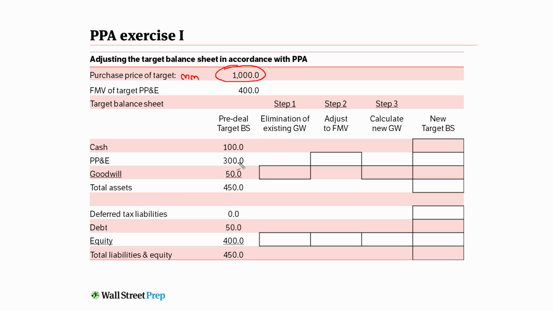First, we eliminate existing goodwill. So if we eliminate existing goodwill, we basically pretend like that doesn't exist. We get to a tangible book value. If we were to sort of stop right there, we would see that the tangible book value of this business goes from equity of 400 to 350 because you now have $50 million less of assets than you did before.